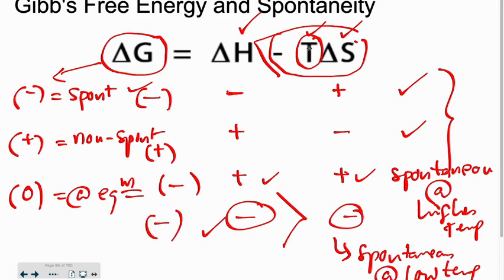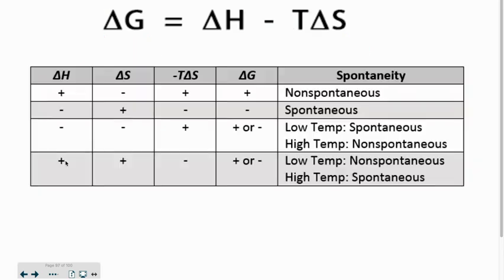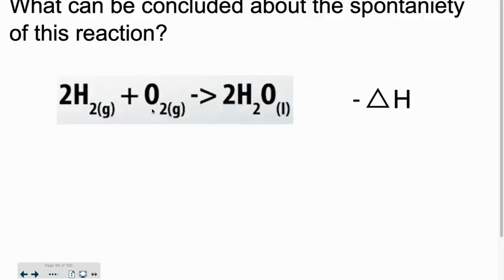If you're in IB, there are a lot of questions asked about this. So once again, the final decider of spontaneity is delta G. If your delta G turns out to be negative, the reaction is spontaneous. If it is positive, the reaction is non-spontaneous. And if delta G is equal to 0, the reaction is at equilibrium. So here's a quick summary of what I just said.